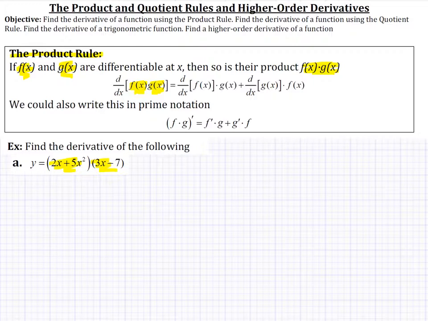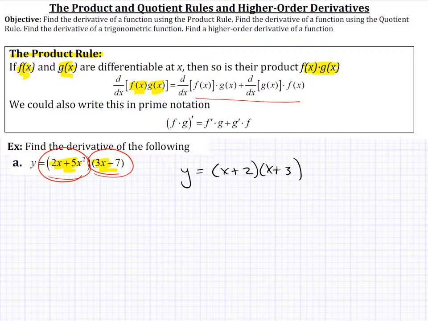The common mistake that people think they can make is that they say, well, let me just take the derivative of this, let me take the derivative of this, and multiply those two answers together. That's not how this product rule works. If you think about it, let me give you an easier example. If we said y equals x plus 2 times x plus 3, as a function, that is x squared plus 5x plus 6.